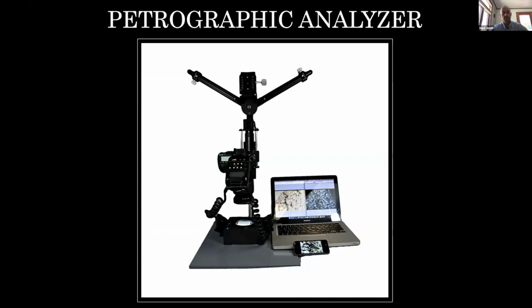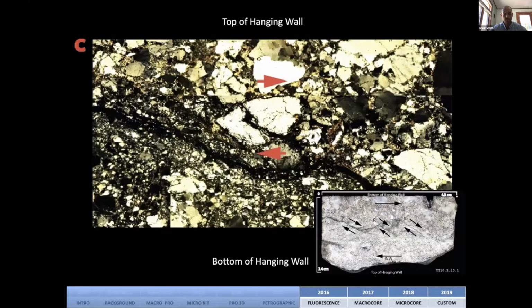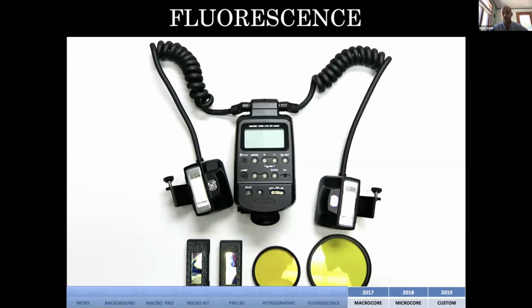So after that, we switched to a petrographic analyzer, which allows you to cross-polarize slides and materials, but does away with the expensive and limited petrographic microscope. It allows you to use a standard DSLR, and that same platform is also being used by many of our clients to image other slides like Lepidoptera genitalia and so forth. And again, this is just an example of digitizing rocks and minerals in thin section.